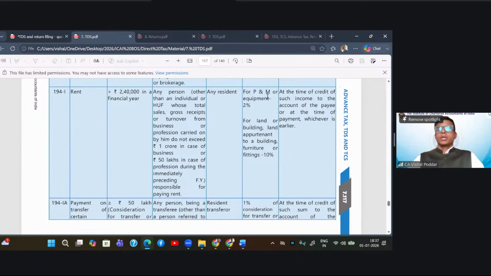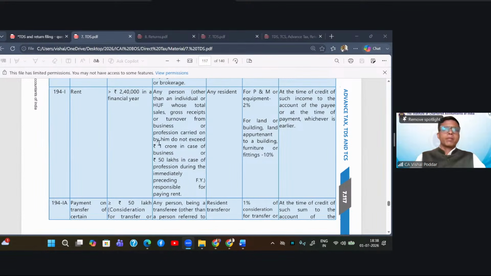Now for plant, machinery and equipment given on rent, the rate is 2%. For land and building, it is 10%. Importantly, the threshold is rupees 2,40,000 for the year. Importantly, students, if you remember, there is an exception to all TDS. What is the exception? Whenever you are making payment to the government, you will not deduct TDS.